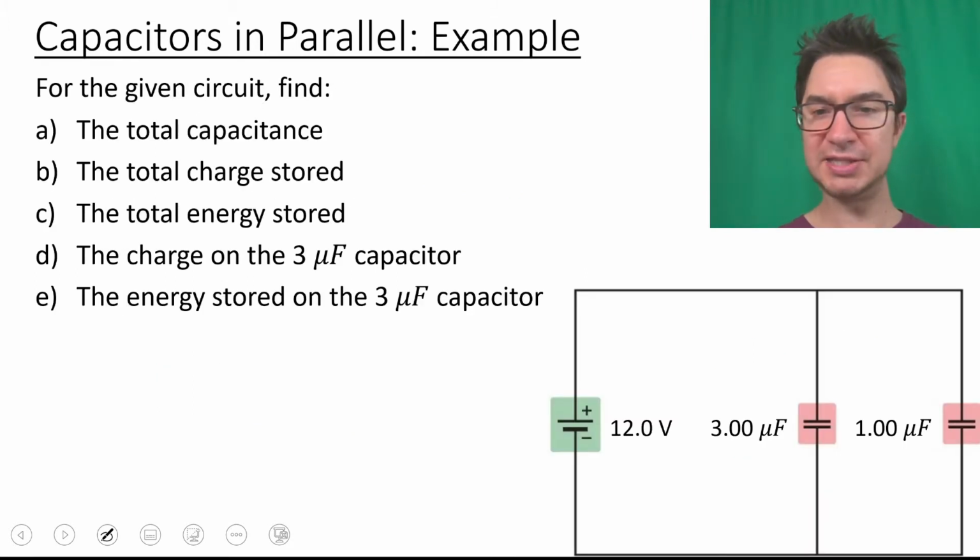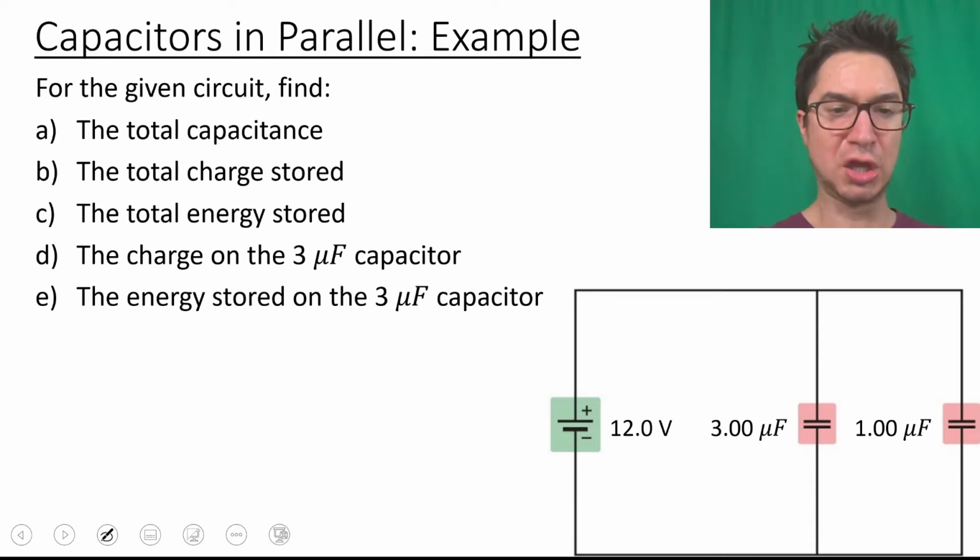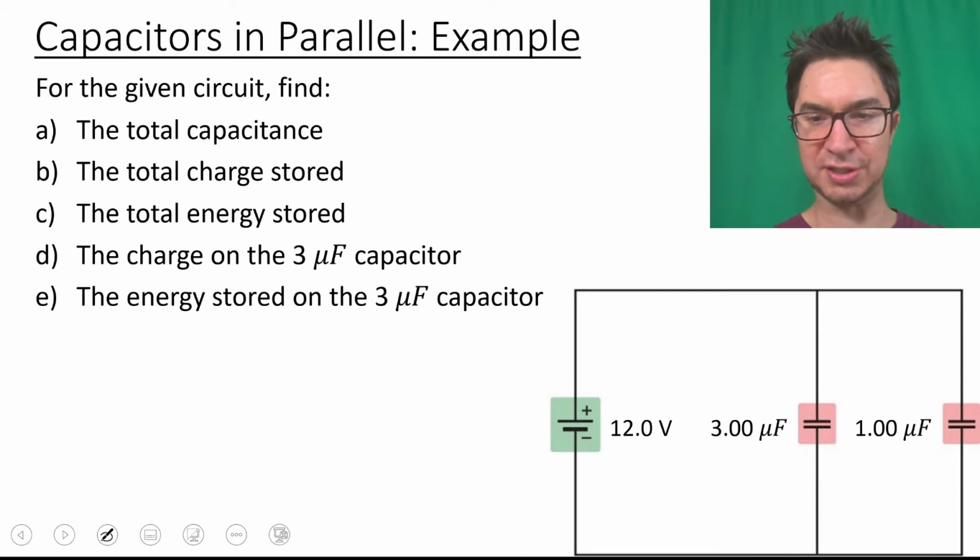Okay, let's take a look at our first example. In this example, we're going to calculate the total capacitance of an entire circuit, the total charge stored on that circuit, the energy stored in that circuit, and then we're going to look at an individual capacitor in the circuit to find both its charge and its energy.